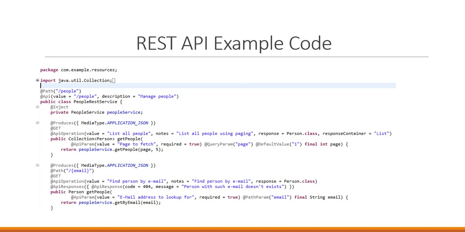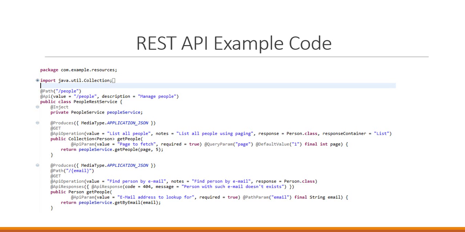This is the sample code for a REST API using the Spring Framework with Swagger. You can see here the Path annotation, given as people, then @Api, then the description of your resource and the API. Here you can see the producers, so what format we are going to produce the data in, JSON format. Then the GET operation, then @ApiOperation. You can see what the API is going to do: we are going to list out all the people.